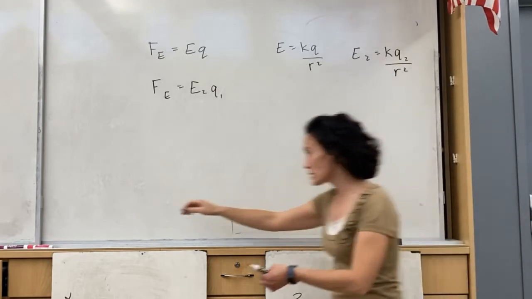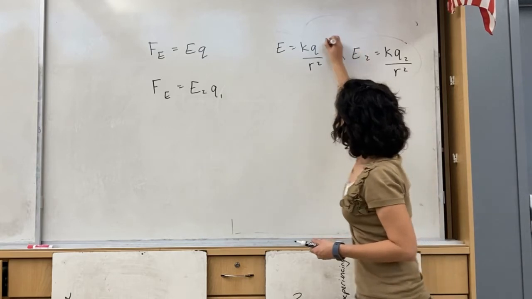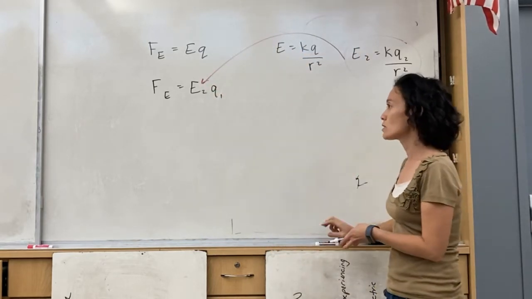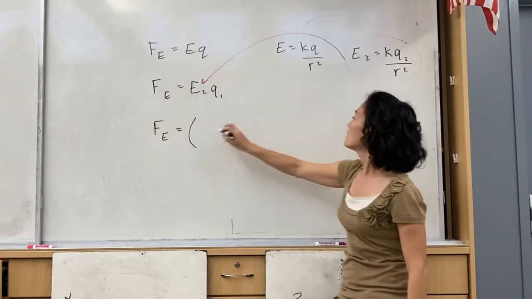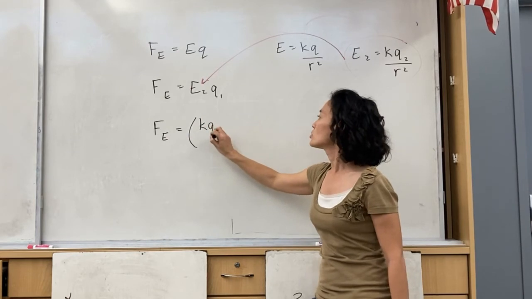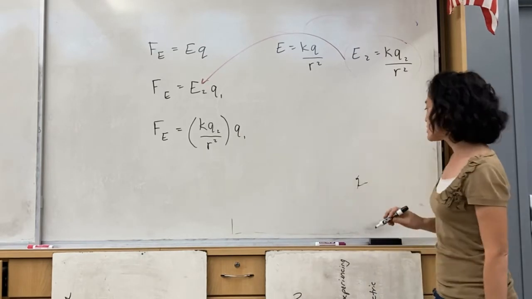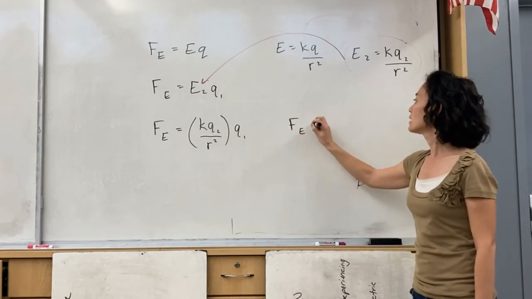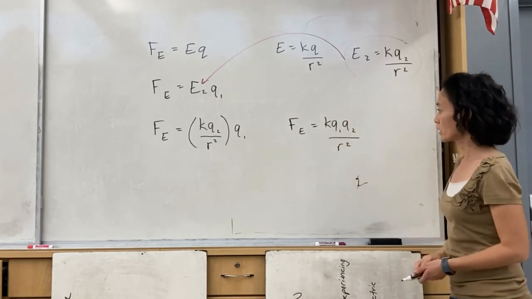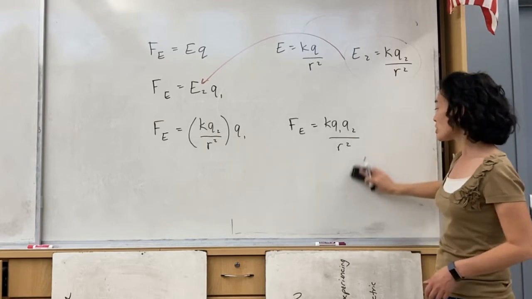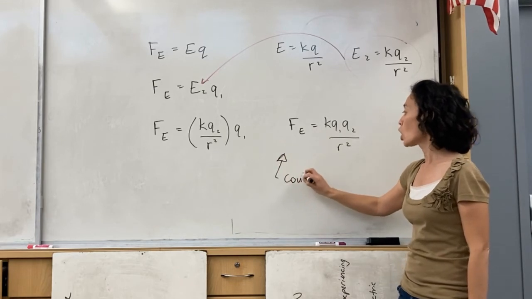And I can take this and plug it in right there. So this would become Fe equals K Q2 over R squared times Q1. And oftentimes this is just rearranged to be Fe equals K Q1 Q2 over R squared. This equation is pretty important in the study of electrostatics. This is actually called Coulomb's law.